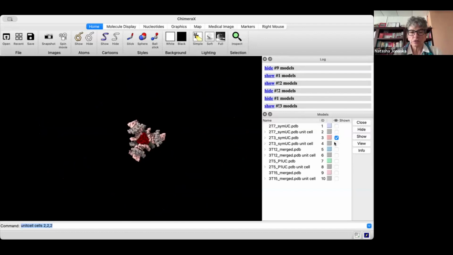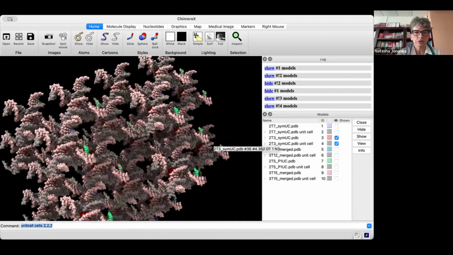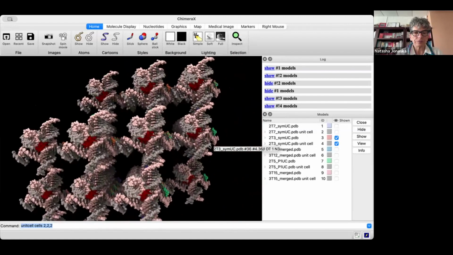But there are only 3 nucleotides from one junction to another. So from one junction to another, there are only 3 nucleotides. It also forms a structure, a crystallographic structure, as you can see in 3D.